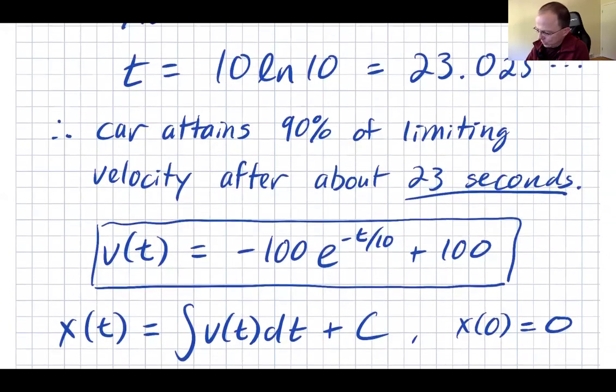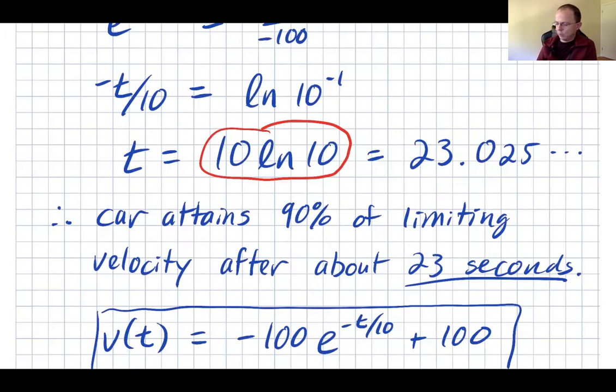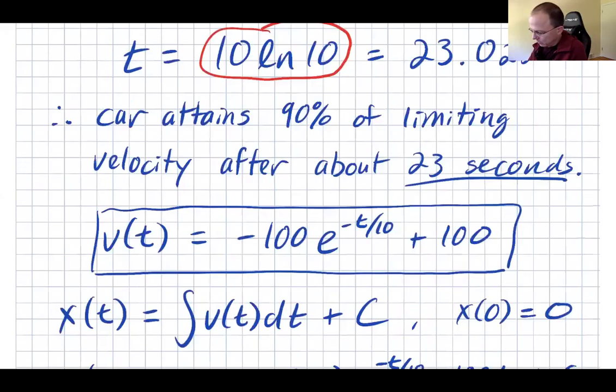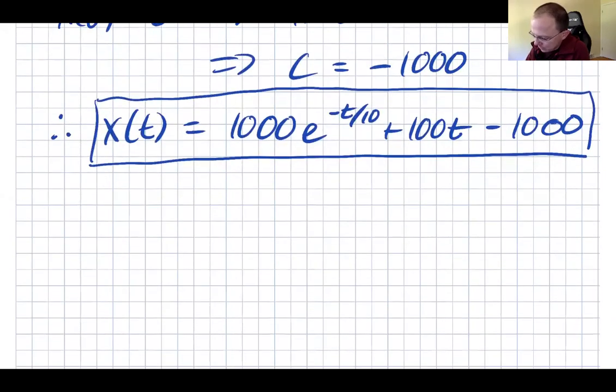And now we want to find out how far we traveled in this 23 seconds, or this is the actual exact answer here. So we want to use that value. We're going to plug in t equals 10 log 10 into x of t, and that will give us our distance traveled in feet. Okay, so let's plug that in here. So x of 10 log 10.